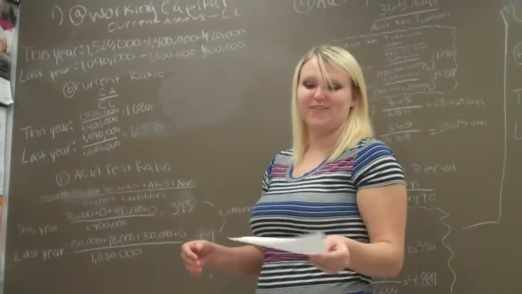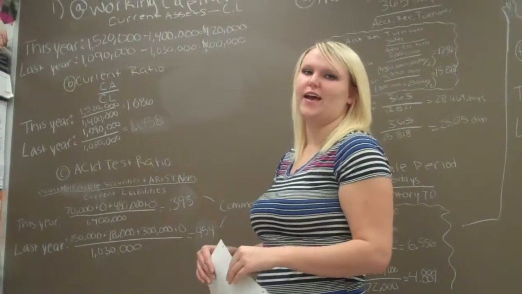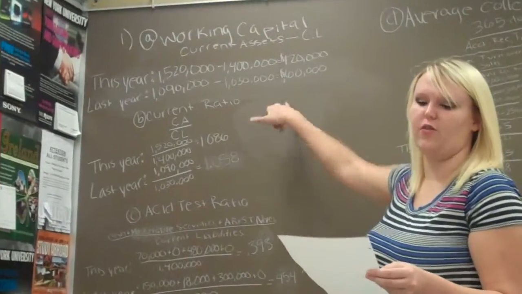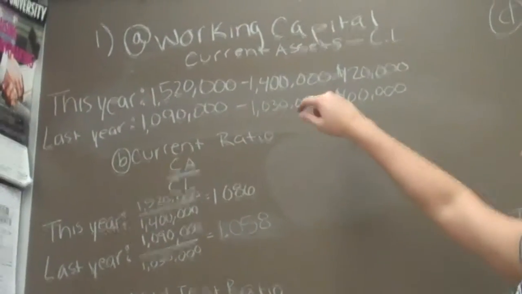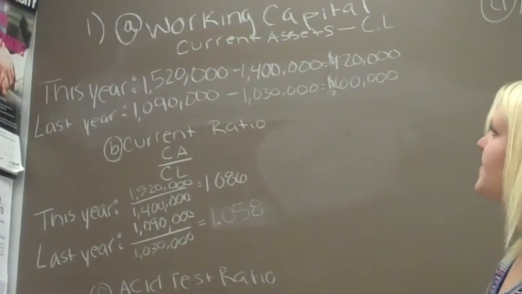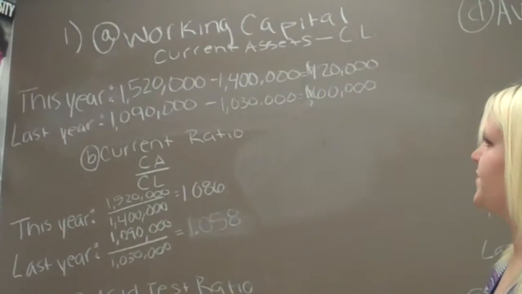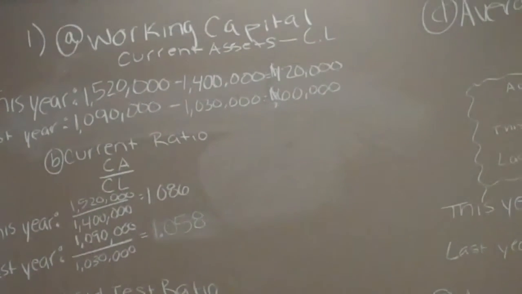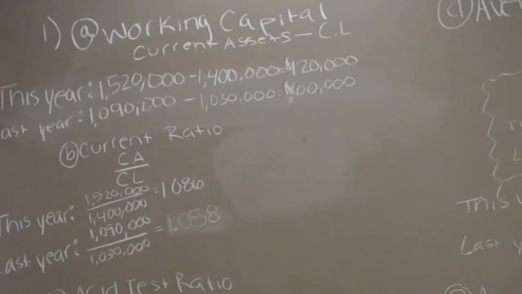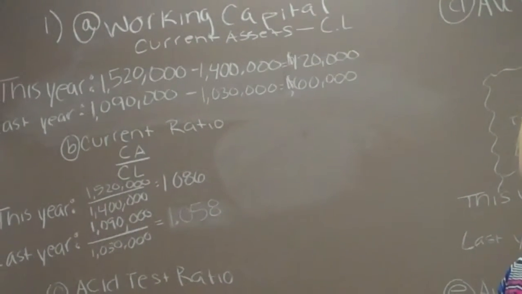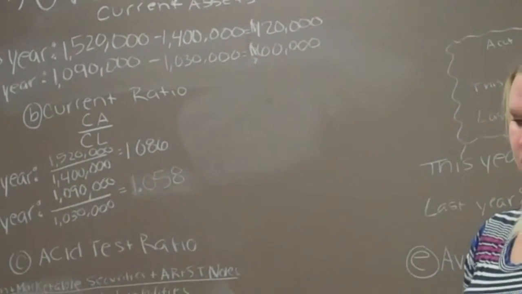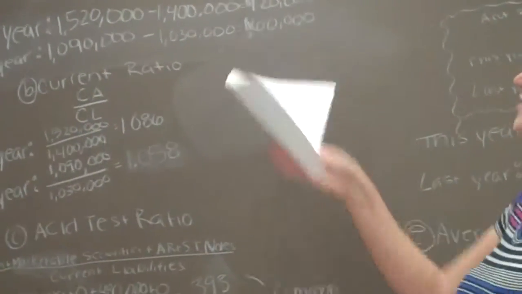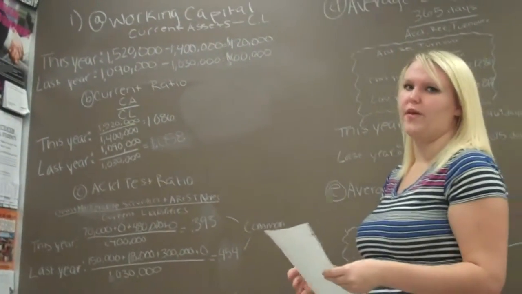Okay, I'm Allie Martin. We did problem 14-12, and this is the first part of 14-12. We just had to do the ratios. We had working capital, which is current assets minus current liabilities. This year it comes out to be $120,000, and last year was $60,000. Working capital is expensive to have, so you want to try to keep it low. So it looks like this year they kind of messed up a little bit.